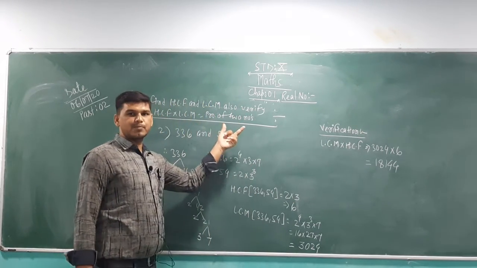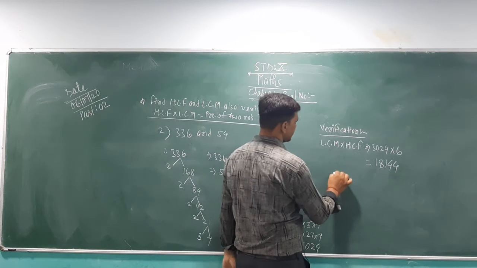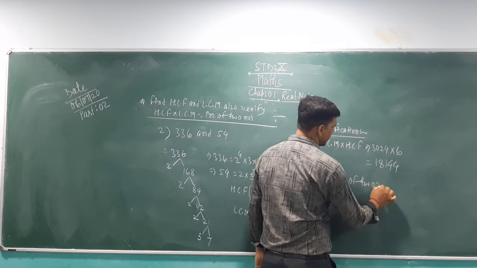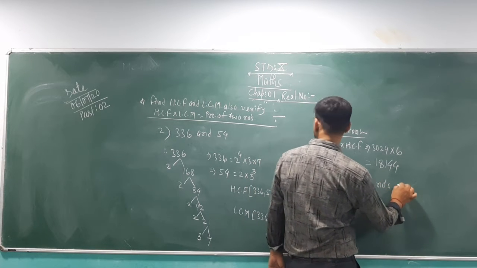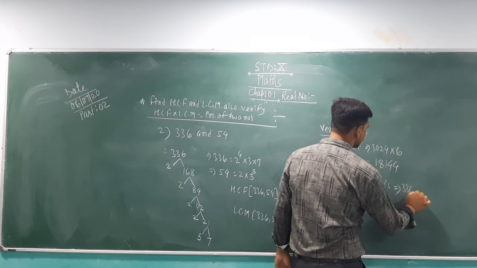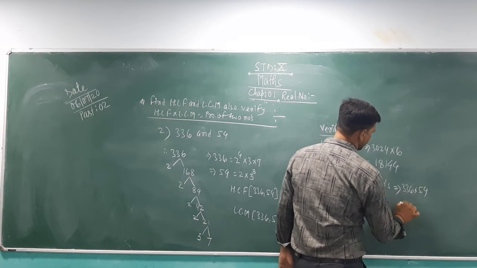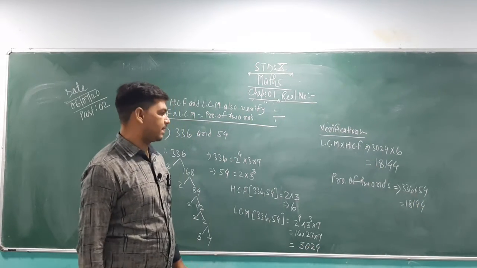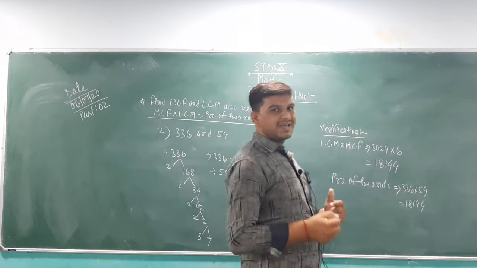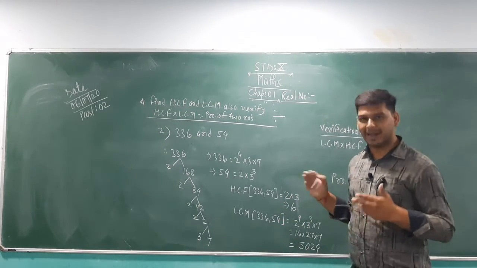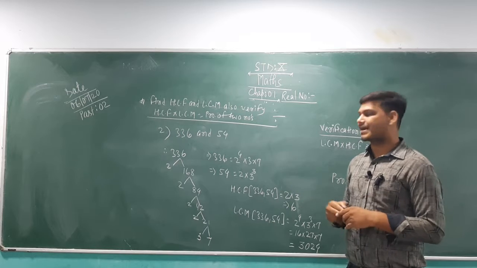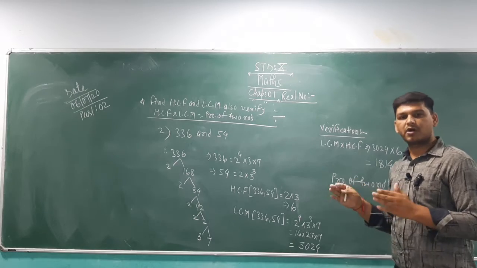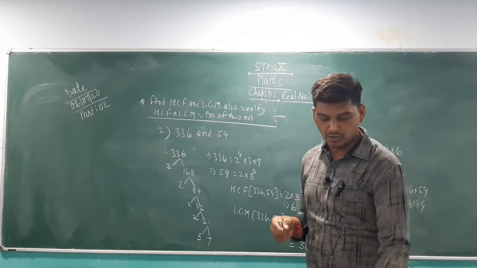Now we also have to compare the product of the two numbers. The product of the two numbers will be 336 into 54, which also gives the answer 18144. So by using this method, we have converted the numbers into prime factors, and using those prime factors we find the HCF and LCM of those numbers, and also verify that the product of two numbers is equal to HCF into LCM.